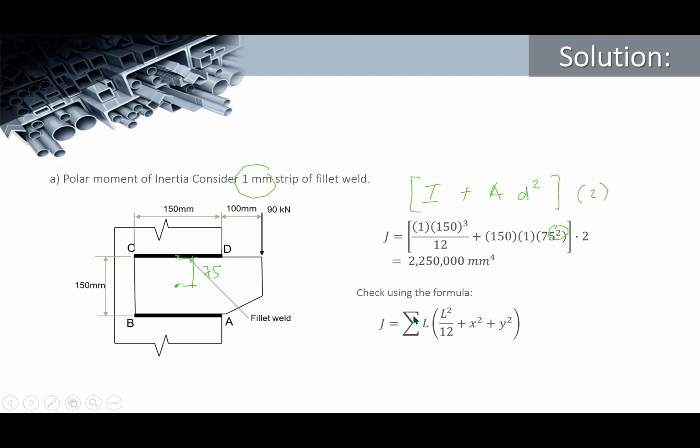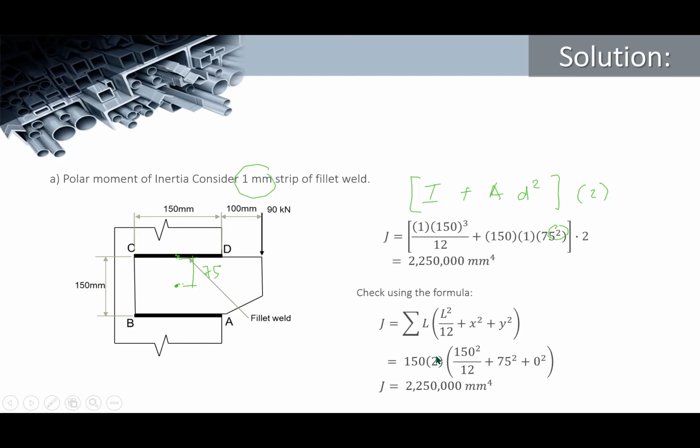Now, you may also use the equation. Eto. Same lang dyan yung lalabas. Summation of length over L squared times L squared over 12 plus X squared plus Y squared. So, substitute lang natin. Ang total length is 150 times 2. So, 300. Multiply na lang natin siya sa 2 yung entire section para isa lang yung i-consider. So, 150 times 150 squared over 12. Ang X niya is 75. Tapos, Y is 0. Baliktad ata. Ang X niya is nasa the same axis. Tapos i-add natin yan. Ang J natin is the same. So, you may use a 1 mm strip of fillet weld or you may just use the formula. So, ito yung polar moment of inertia. So, this will be used na dun sa equation natin.